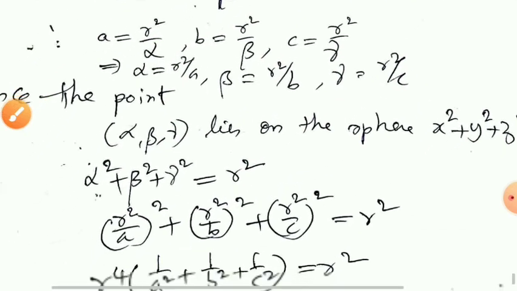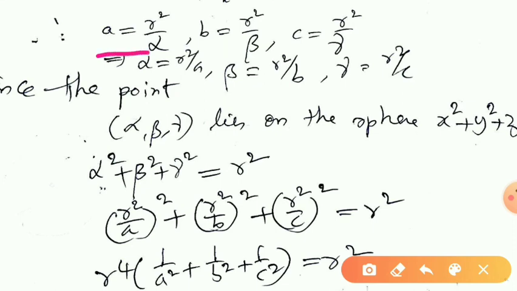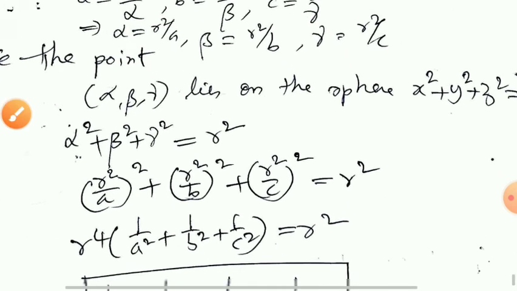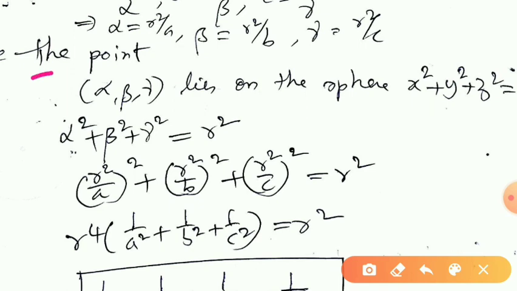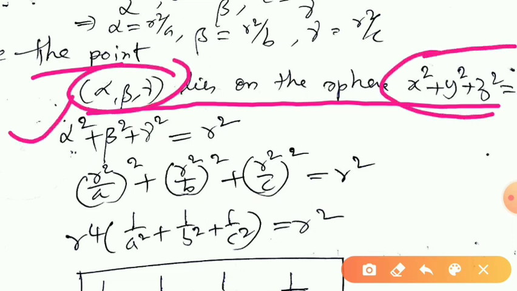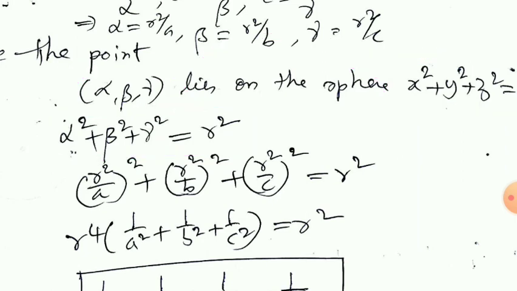Therefore, we can obtain like this: a is equal to r square by alpha, b is equal to r square by beta, c is equal to r square by gamma. From this, we can write alpha is equal to r square by a, beta is equal to r square by b, gamma is equal to r square by c. Now, since the point alpha, beta, gamma lies on the sphere x square plus y square plus z square is equal to r square, this point satisfies the equation of the sphere. Therefore, we can write alpha square plus beta square plus gamma square is equal to r square. By substituting this point in this equation, we will get like this.